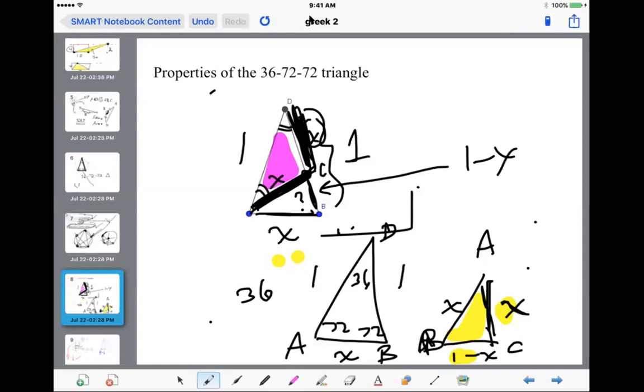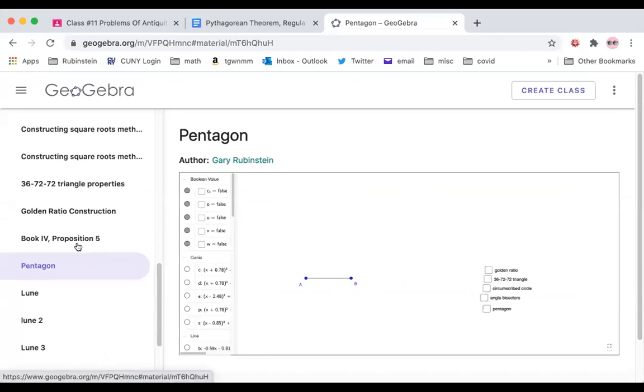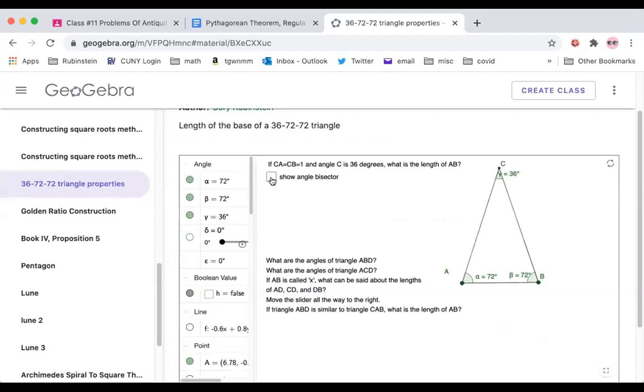And I believe if I go back to that GeoGebra page, 36, 72, 72 properties. I have a nice thing here. Oh yeah, check this out. I think you'll like this. I could either not show the angle bisector or show it. But when I move this slider, look what happens. So you can see them next to each other. Although you lose the whole 1 minus x thing when you do that. It's easier to see when they're together, but.